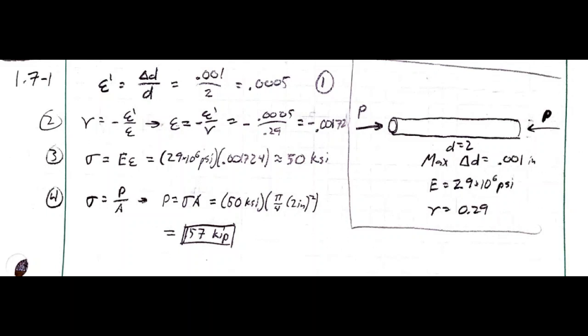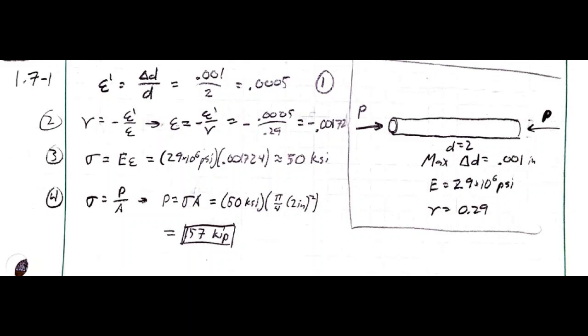In line 3, we use our definition of stress strain, in Young's modulus. This is Hooke's law, which says that the stress is equal to Young's modulus times the strain. We have Young's modulus E and strain epsilon, so we plug those in to find that the stress this bar is feeling is about 50 KSI, which stands for kilopounds per square inch, or 1,000 pounds per square inch.